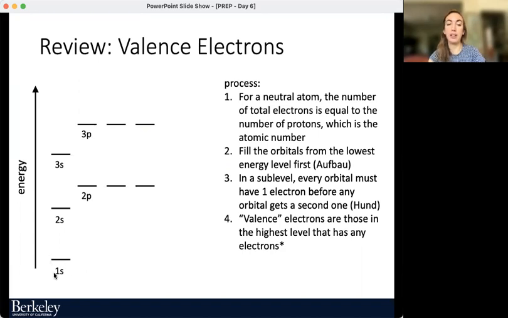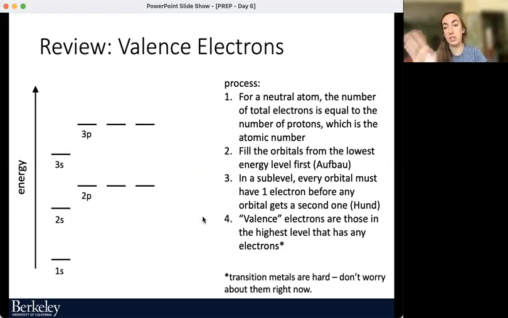And we're going to fill from the lowest level first, and then within a sublevel, like this 2s sublevel or this 2p sublevel, we're going to fill 1 electron in each shelf in that sublevel before any of the orbitals or shelves gets a second electron. And then the valence electrons are the ones in the highest level that has any electrons at all. And again, we're just talking about the main group elements.